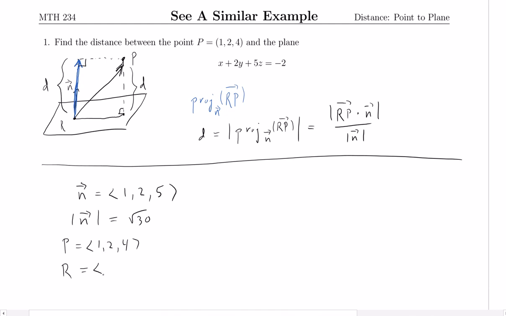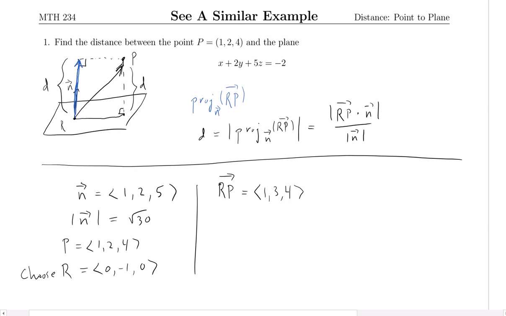And R, we can choose whatever we want, as long as it's on the plane. So pick any x, y, z point that satisfies the equation that we were given at the beginning: x plus 2y plus 5z should be equal to negative 2. I'm going to pick the point (0, -1, 0), but you could pick something else too. Okay, so in this case, for the R that I picked, the vector RP is going to be (1, 3, 4).